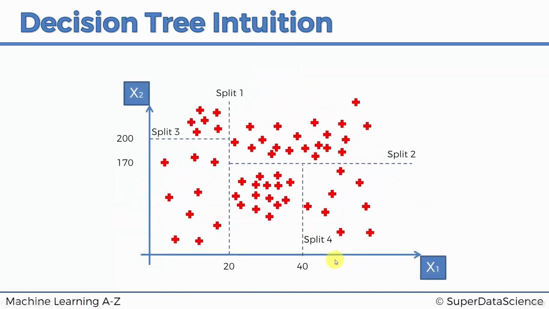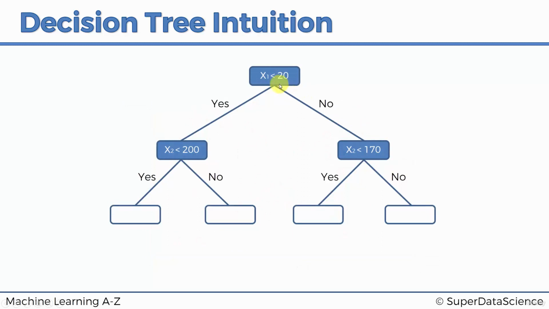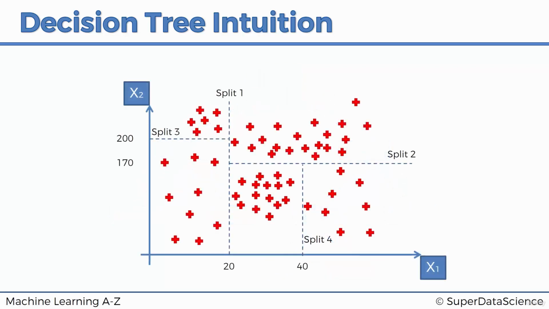And then split 4 happens at 40, and it checks if x1 is greater or less than 40. Split 4 only happens for the points that answered no to split 1, it's not less than 20, and to split 2 they answered yes, it's actually less than 170. So no, it's not less than 20, yes, it's less than 170, and then this is where split 4 happens. x1 is less than 40, yes, no. All right, so that's our decision tree. It's done, it's drawn. So what happens next?